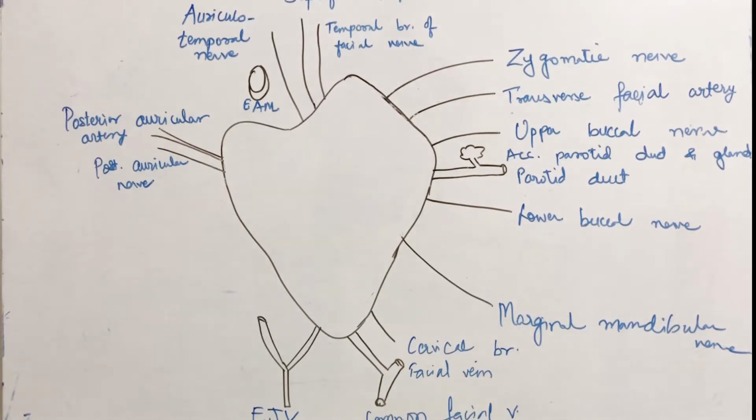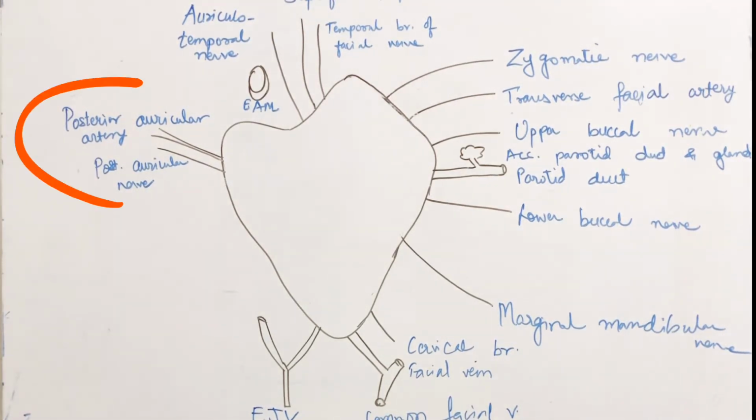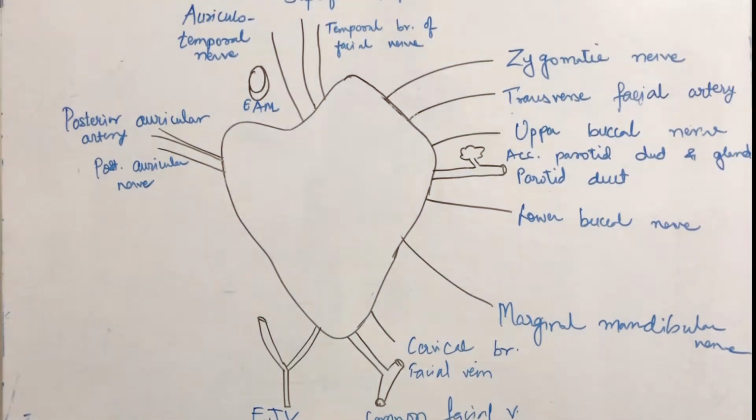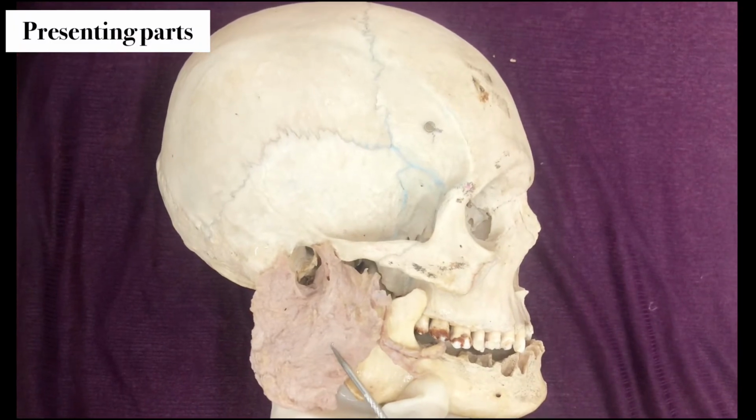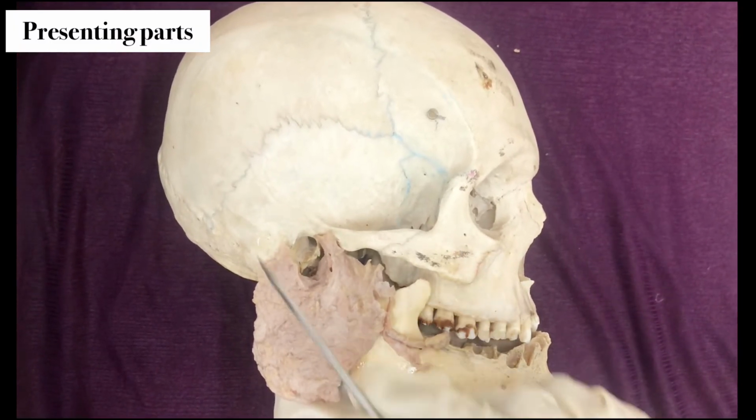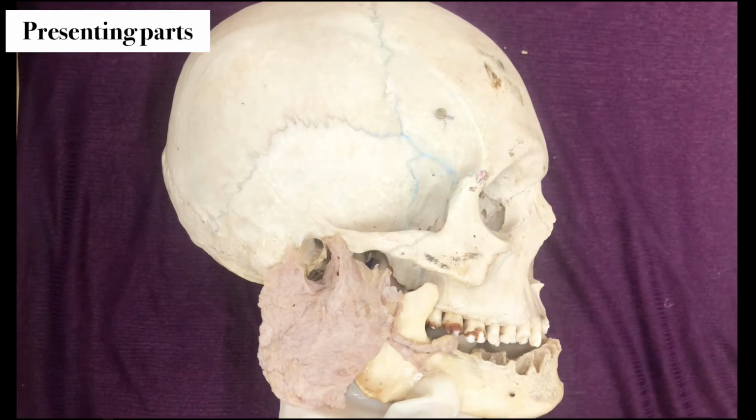Posterior border, it rests on the sternomastoid muscle. Posterior auricular branch of facial nerve and posterior auricular vessels, they pass upward and backward beneath this border, that is the posterior border. This is a specimen of the parotid gland. We are placing it on the skull for better understanding.